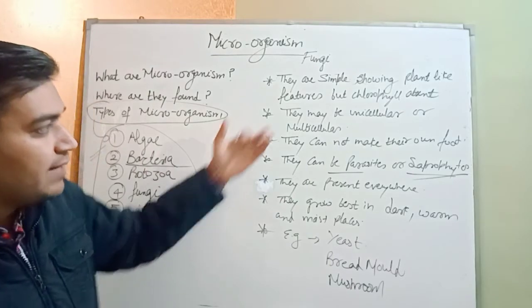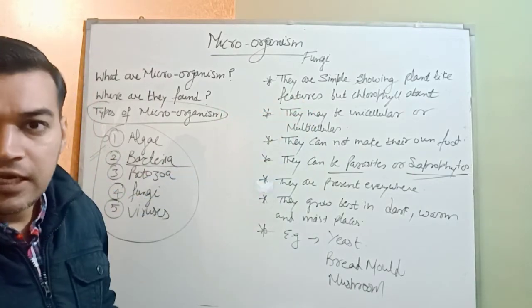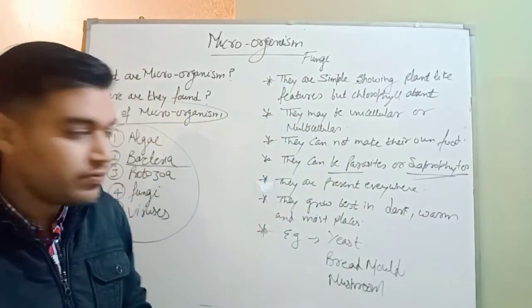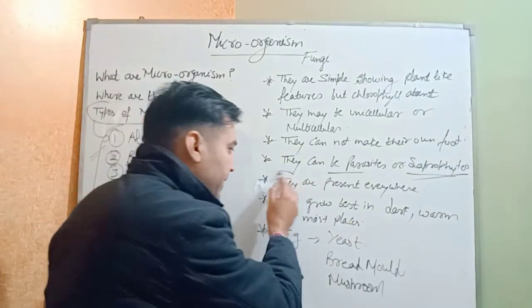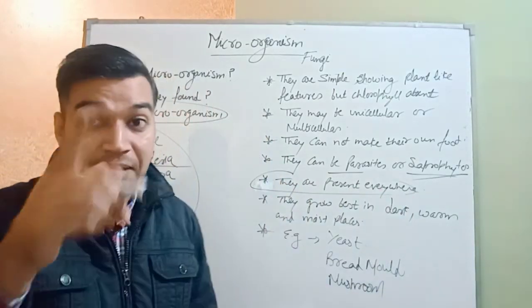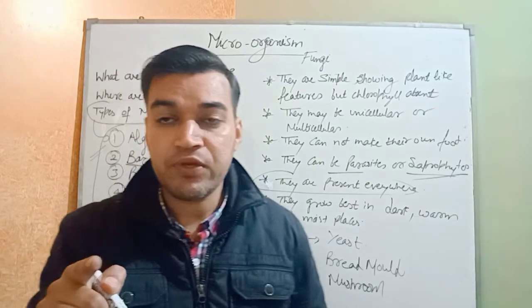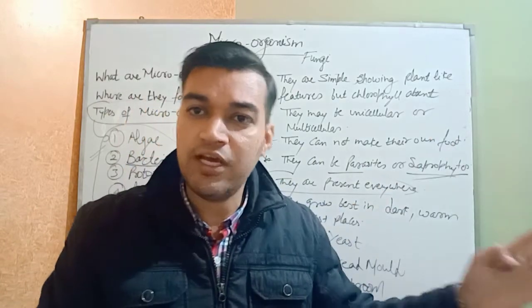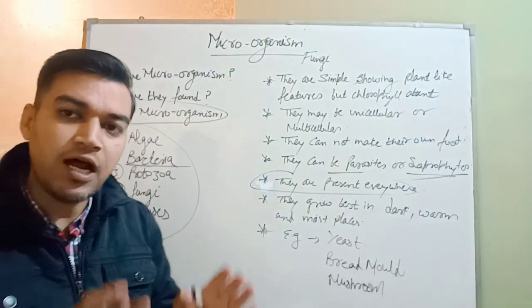Okay, they can be unicellular, multicellular, and show plant-like features. Next, they are present everywhere, just like bacteria. From the desert to the cold regions, they are present everywhere. In this room, they are also present.